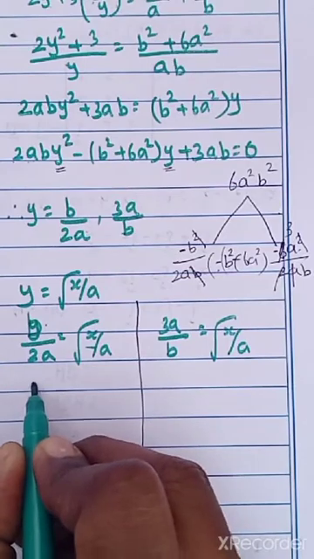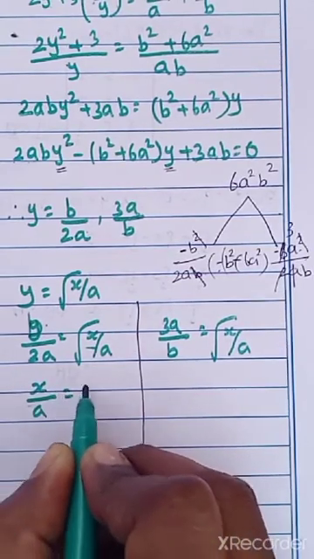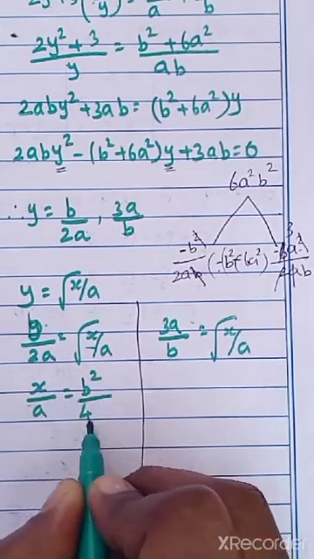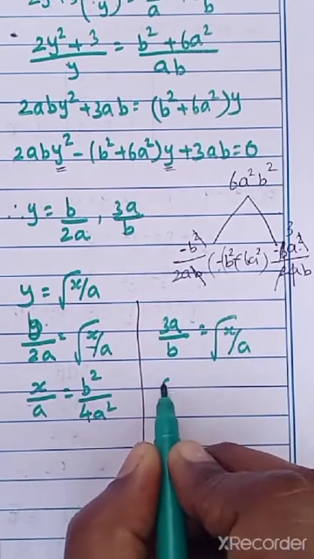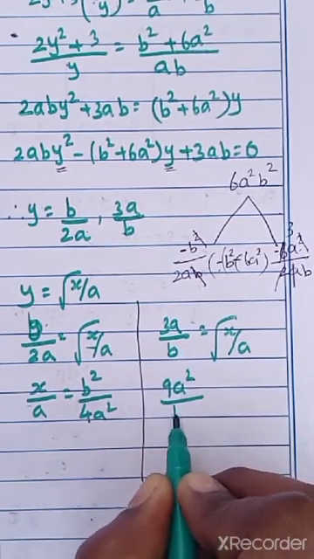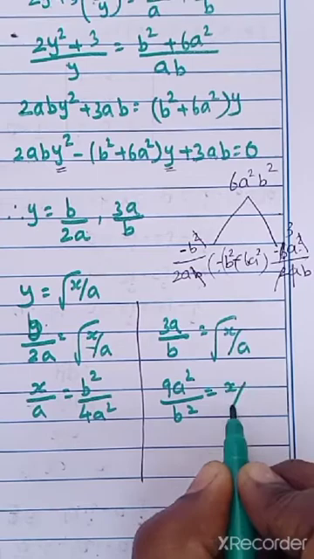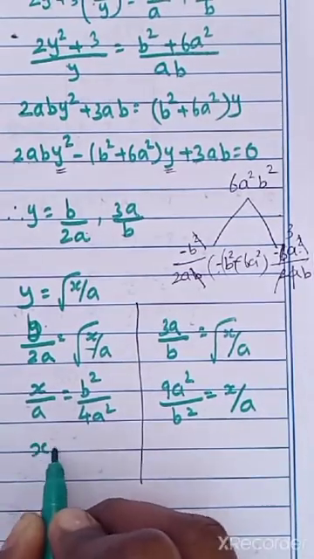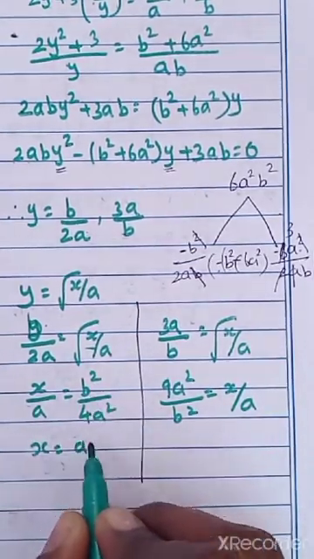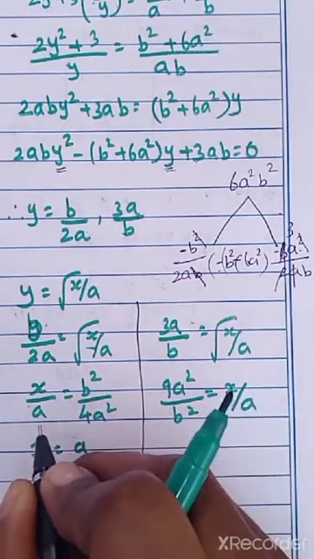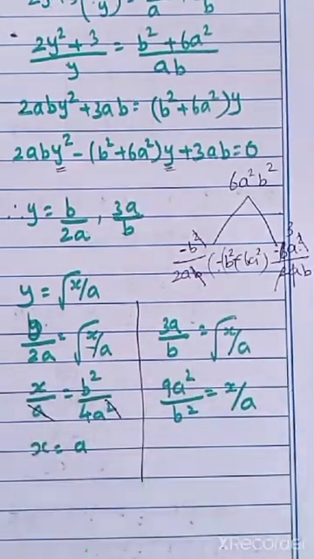So என்ன வரும்? x by a equal to b square by 4a square. Similarly இந்த பக்கம் என்ன ஆகும்? 9a square by b square equal to x by a. இங்கிருந்து x என்னன்னு எடுக்கலாம்? a. Okay, we can cancel this a and square.